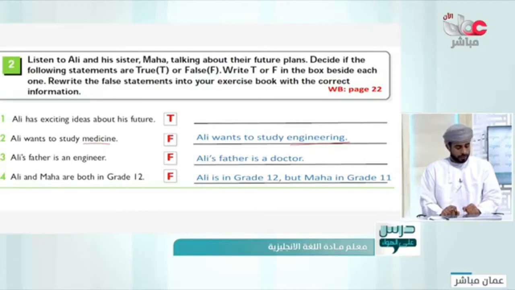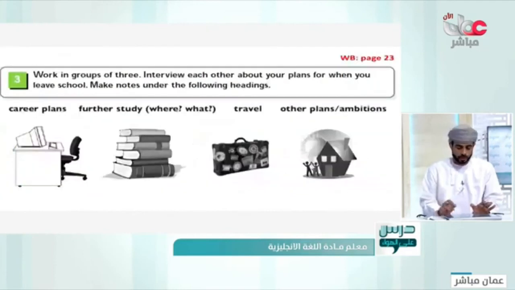Ali's father is an engineer. Is it true or false? Of course, it is false, because he is a doctor. The last sentence said, Ali and Maha are both in grade 12. Are they? No. Ali is in grade 12, but Maha is in grade 11, as you have heard. So this is the task. I think you have done well in that one, because it was a very easy task. Let's move to the next task.